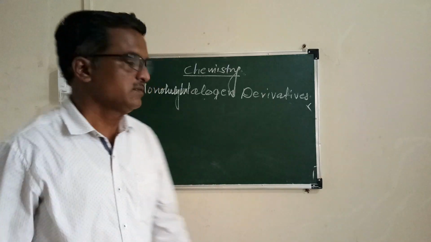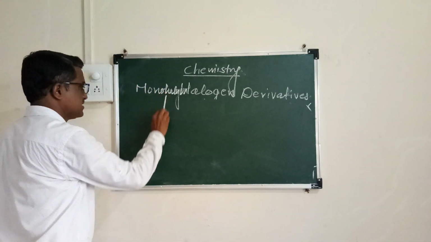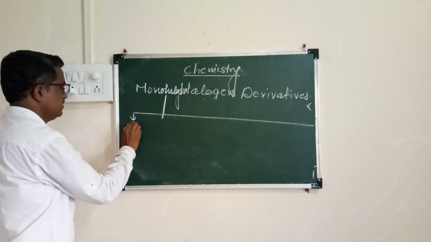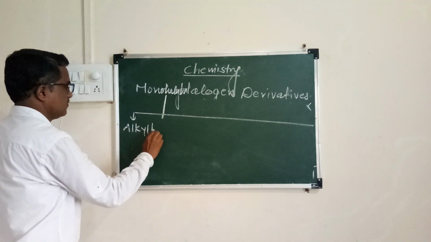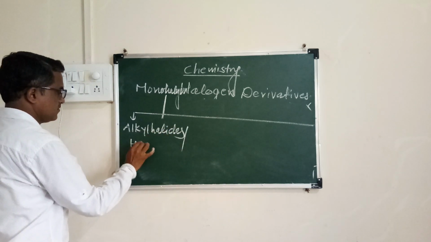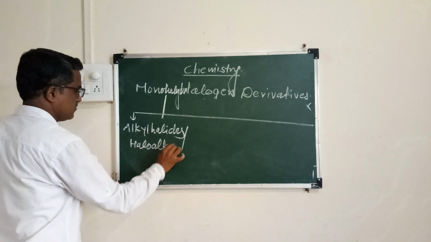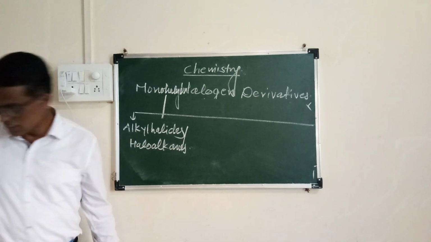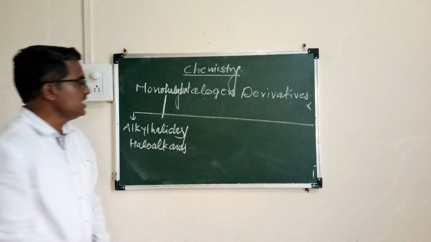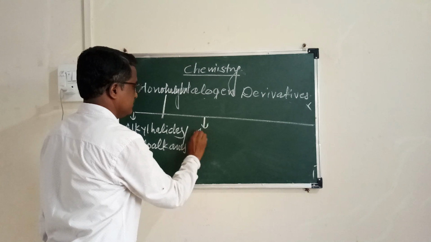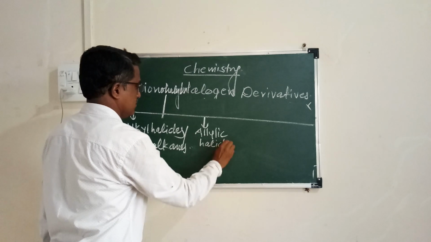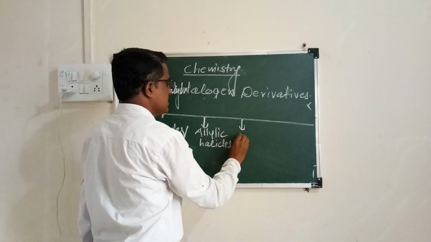Now the first one is the alkyl halides. It is classified into the following subtypes. Alkyl halides, also known as haloalkanes. Second is the allylic halides. Third one is the benzylic halides.